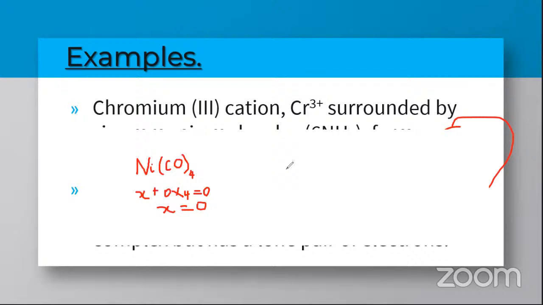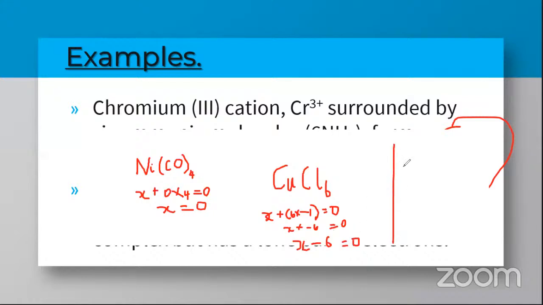Or I can have, let's say, copper. If I have a compound like that, and I'm looking for the oxidation state of copper, and I have no overall charge, I'll say X, or Y, whatever you call the metal. Then plus 6 times the charge on the chloride, which is minus 1. Then the overall charge is zero. So it will be X plus minus 6, which gives us 0. Then when we calculate, this will be X minus 6, giving us 0. Then we shall get X.